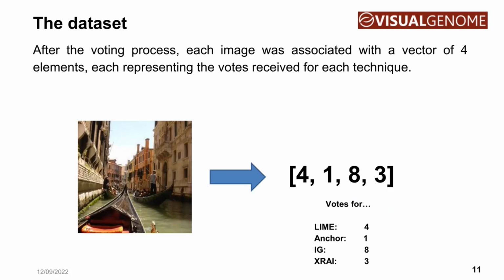However, instead of focusing on highlighting only the most suitable technique, we've decided to associate each image with a vector of 4 elements, each one representing how many votes every technique received by the users. These vote vectors are described like this. The first element describes the votes received for the LIME technique. The second element describes the votes for the Anchors technique, the third for the IG technique, and the fourth for the XRAI technique.